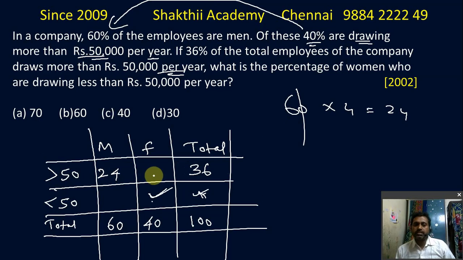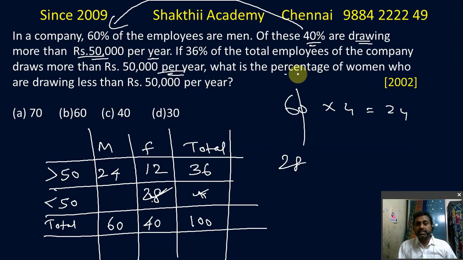That means what is the difference? 12. That 12 is female getting more than 50,000 salary. You know very well how many total female? 40. Out of them, 12 are getting more than 50,000. That means the remaining will be less than 50,000. That means the remaining 40 minus 12. What is the difference? 28. So 28 female are getting less salary.